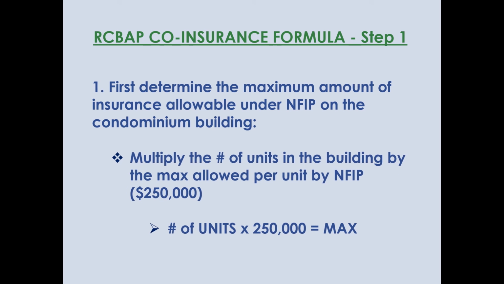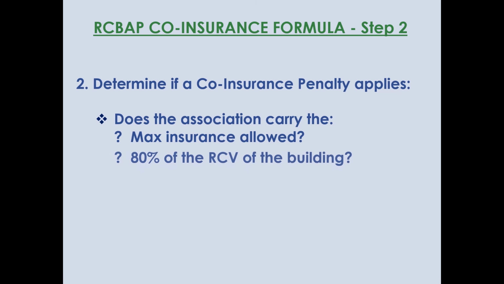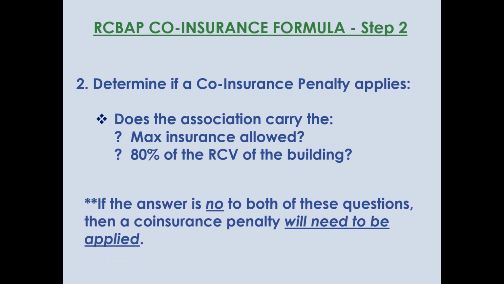Determine the maximum amount of insurance allowable. Look at the number of units times 250,000, and you will see if there's going to be a penalty involved. Do they carry the maximum allowable? Are they insured to 80%? If the answer is no to both of these, a penalty will be applied. You're going to use the worksheet that we provide you, and it will tell you the amount that needs to be applied.